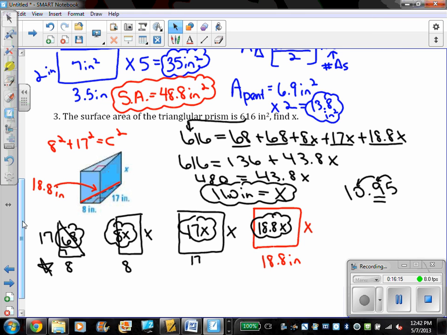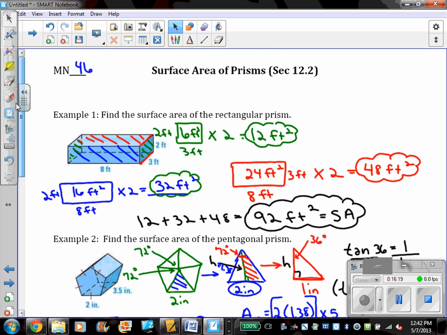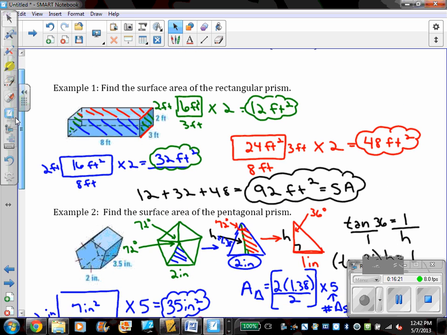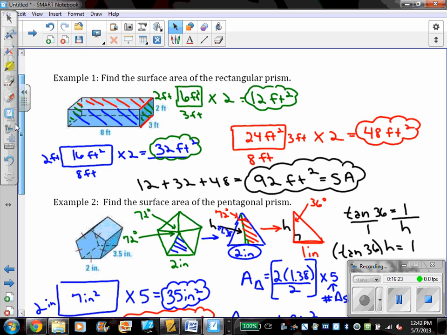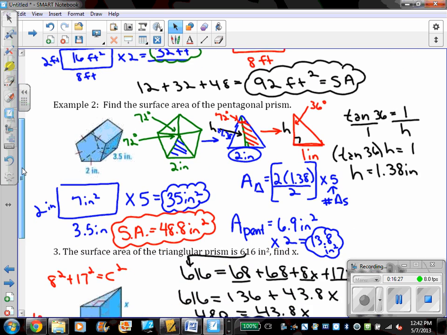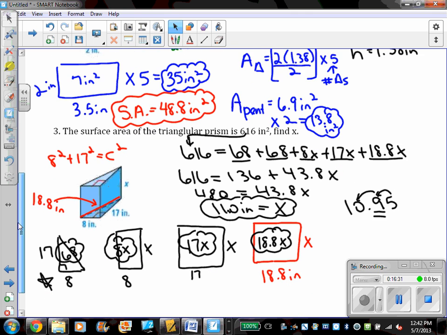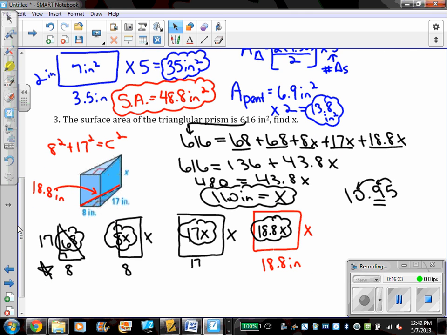Well, folks, this is how we find surface areas of prisms. You find the area of each of your sides and add them together to find your surface area. Just be careful not to forget any of your sides. Of course, if you have a regular pentagon, hexagon, and so on, you have to do a little bit of triangle trigonometry. And when you don't know a side, you have to work backwards and find that length.